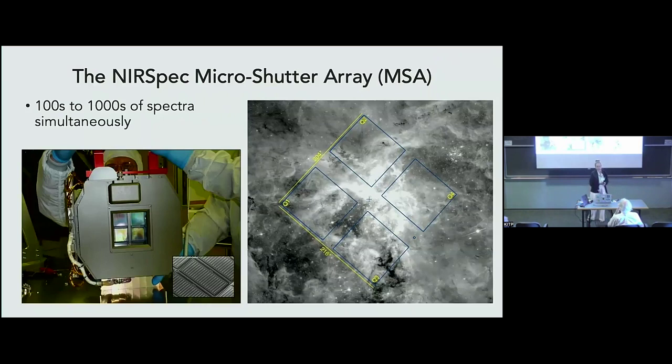The NIRSpec microshutter array is used. The microshutter array is one of the modes on it, and it consists basically of a little grid, kind of like a screen grid in your window, and you can open and close shutters on this grid in order to create spectral slits over galaxies.